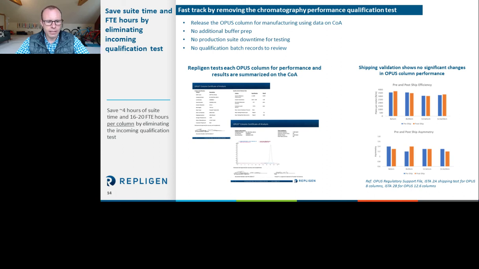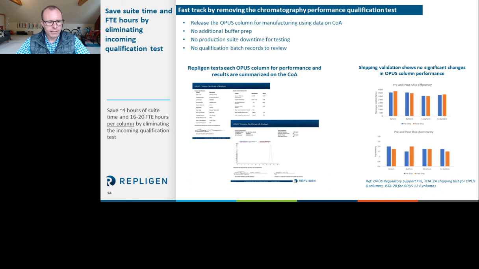Therefore, you can take a risk-based approach of not testing for plate count and asymmetry, which means when the columns arrive at an end user's facility, or your facility, there's no additional buffer prep, there's no production downtime for testing, because typically the same equipment would be used for testing these columns as well as running them. There's no qualification batch records to review. There's no deviations that need to be recorded or reviewed. These are all things that would be taken care of by us.